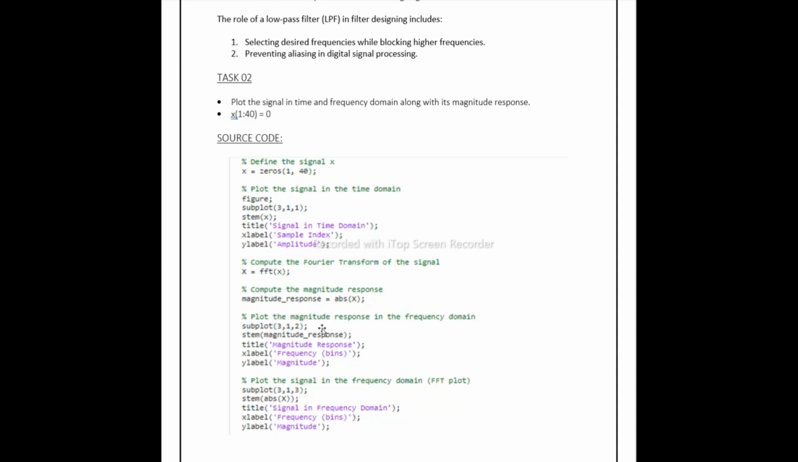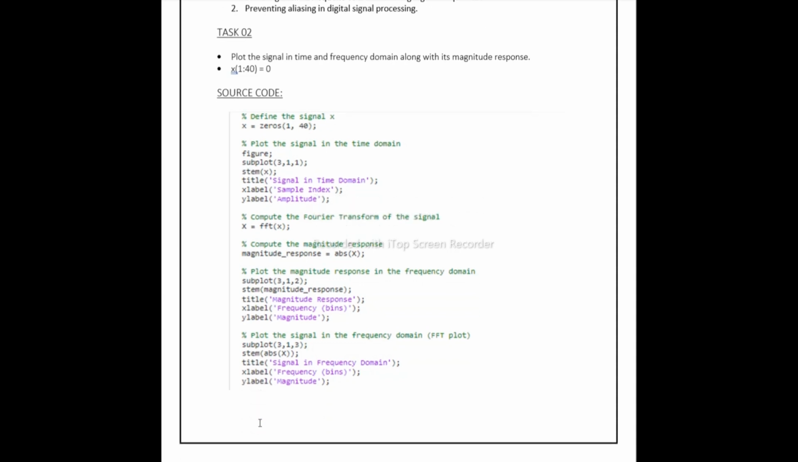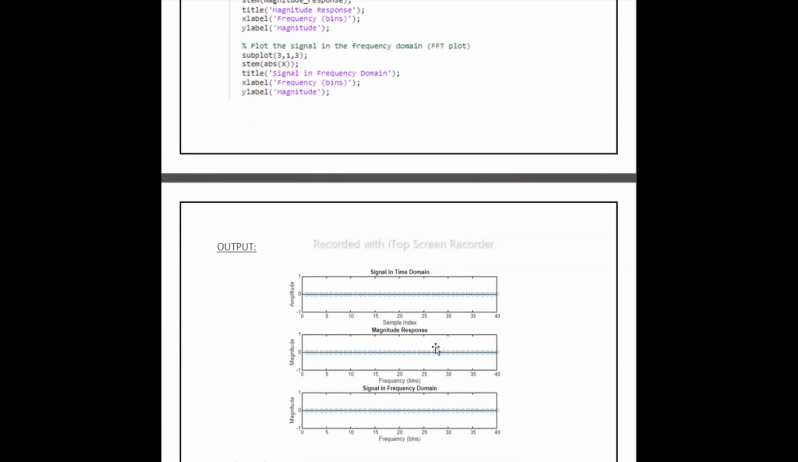Then we plot the magnitude response in the frequency domain, and use subplot 3 1 2, using the plot command for the magnitude response, and then use title, xlabel and ylabel. Then we plot the signal in the frequency domain, the FFT plot, using subplot and stem command, title, xlabel and ylabel. So in the output figure, you can see the signal in time domain, the magnitude response, and the signal in frequency domain.